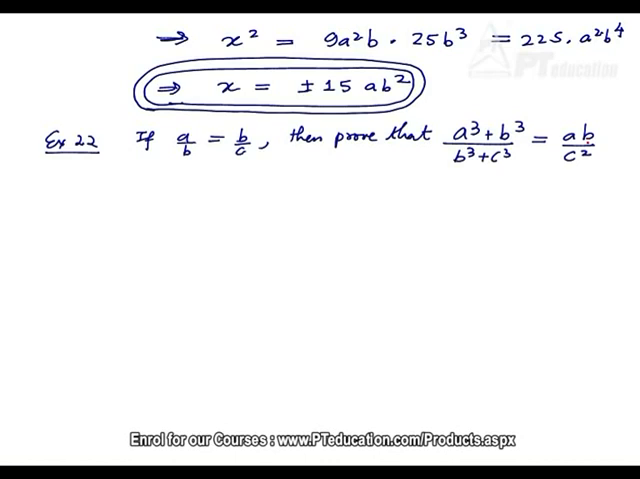The question reads, if a upon b is equal to b upon c, then prove that a cube plus b cube upon b cube plus c cube is equal to ab upon c square. Let us solve this question.